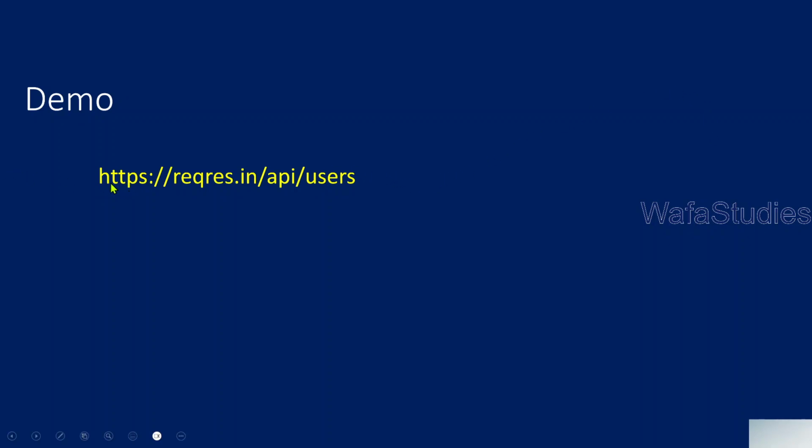To show you that, there is one REST API, this one. This API will get some data with a list of users. It's a dummy API. When you issue a GET request, it will give you some data. Let me practically show you this API first.